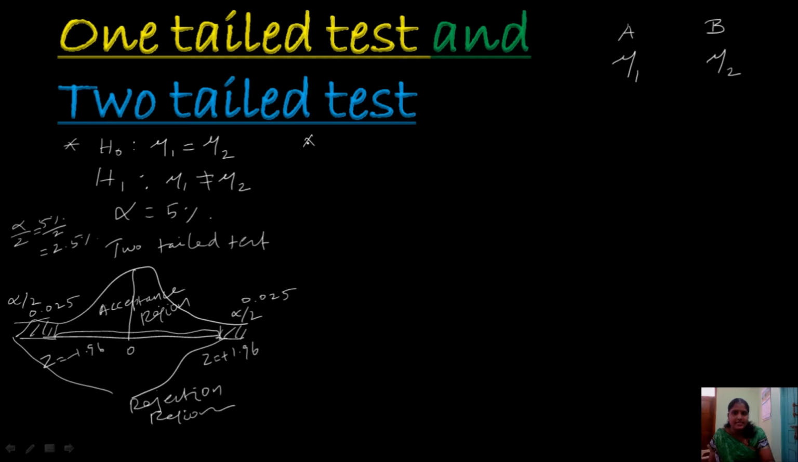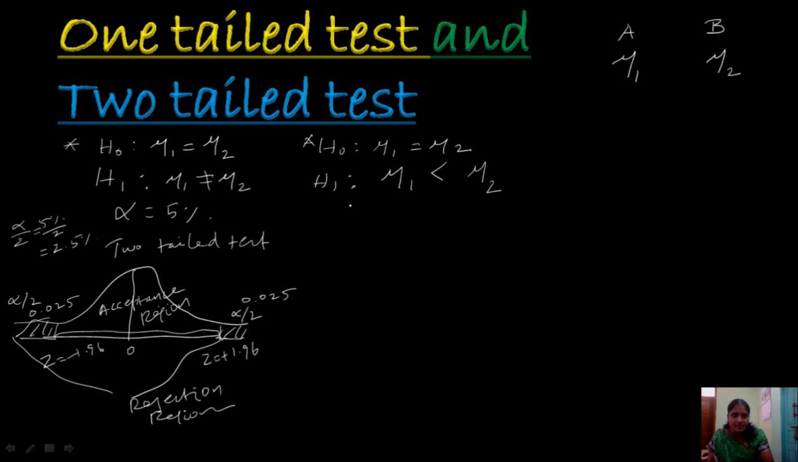Let me move on to the second case. Suppose the mean life of the batteries produced by company A is less than that of B. In such a case, my alternative hypothesis is mu1 is less than mu2. There is no change in my null hypothesis, that is mu1 is equal to mu2, whereas my alternative hypothesis here is mu1 less than mu2. Here I have to say this is a left-tailed test. This gives us a one-tailed test.